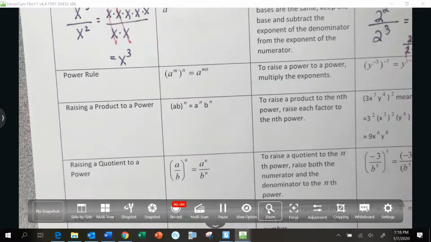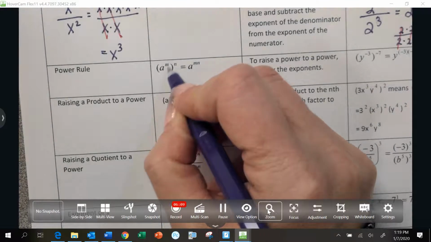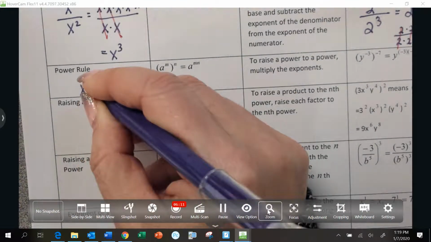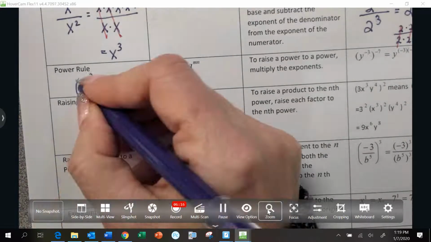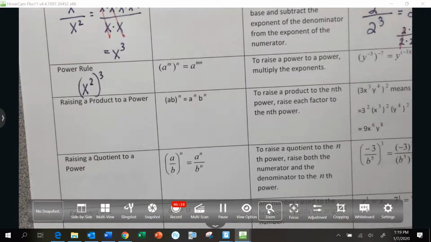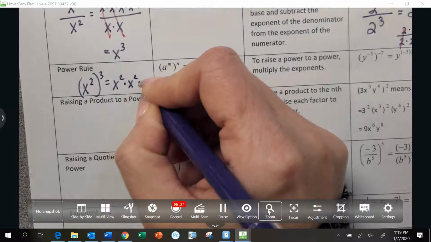All right. Power rule. Power rule is when we have a power, which is like a to the m, or let me make up one, x to the second, and we take that to another power, to the third. Now, if you don't know the answer to that, I'm going to write out x squared times x squared times x squared.